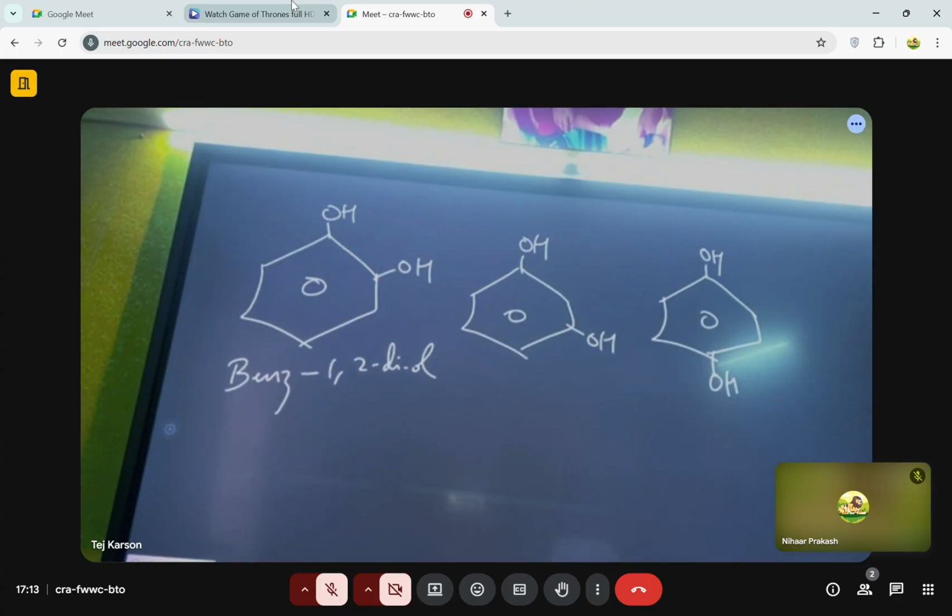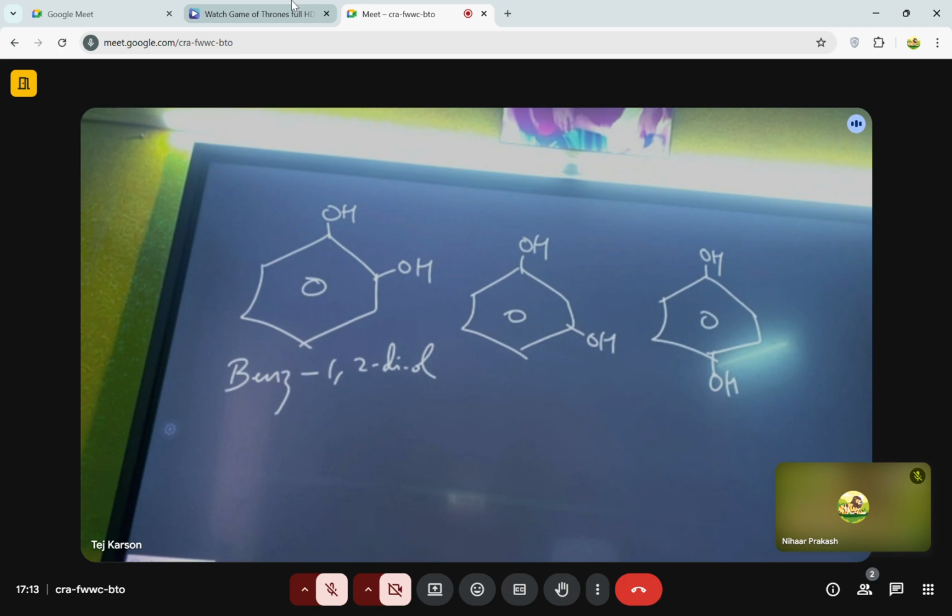Write the same thing for both of them. So the second one will be benzene 1,3 diol. The last one will be 1,4. For the first one, you know the common name right now. It is catechol. So write the common name below it. Catechol.